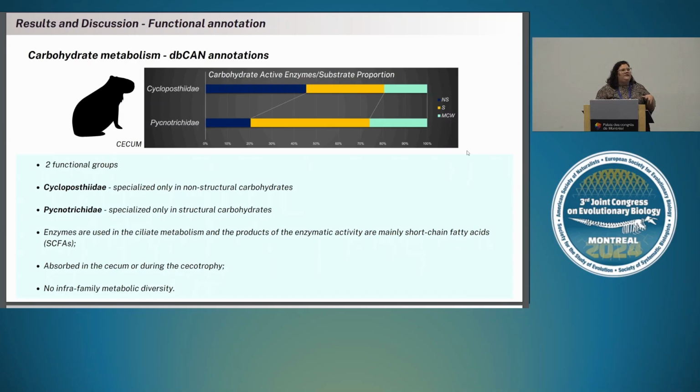These annotated enzymes are used in the ciliate metabolism, and the main products are short-chain fatty acids, which represent the main energy source for herbivorous mammals. And these short-chain fatty acids are absorbed in the cecum or during the cecotrophy process. And when you analyze the metabolic profile of these ciliates in more detail within families, we do not observe any intra-family metabolic diversity in ciliates inhabiting the cecum.